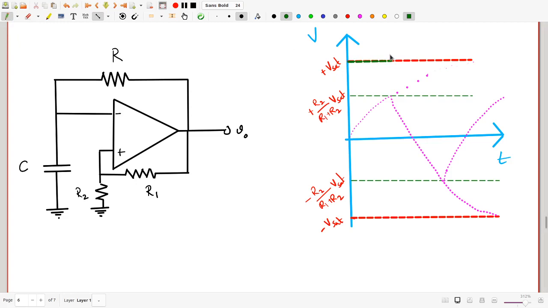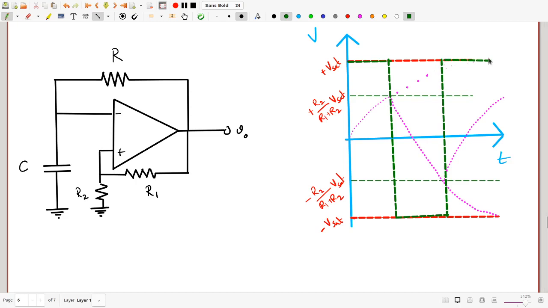Was plus Vsat here. But then, the moment the capacitor voltage reaches the upper trip point, it switches to minus Vsat and stays at minus Vsat until, not all the way up here, sorry. It will stay there until it reaches this. So this is this voltage. Then it switches back to plus Vsat.